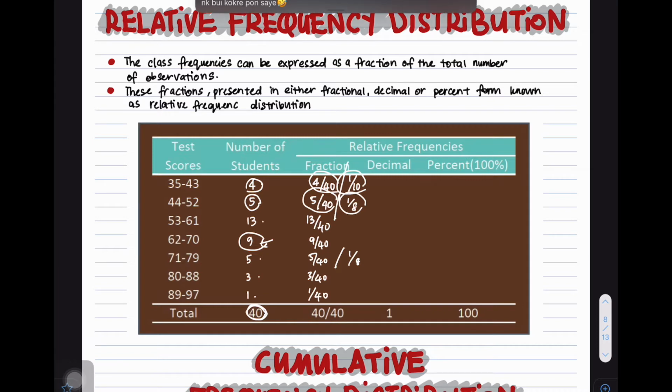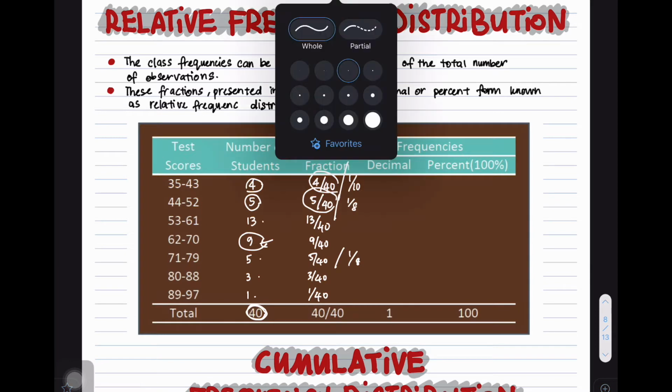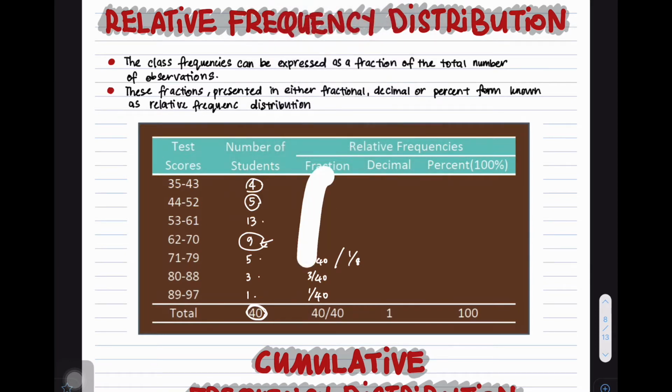So that means all the frequencies can be represented in terms of fraction. That is one choice. Or you can also represent your frequency as a decimal point. So decimal point ni adalah nombor perpuluhan. So macam mana kita nak represent frequency dalam bentuk perpuluhan? Ini senang, sebab tadi kita dah tulis dalam bentuk fraction. So we will have 4/40 here, 5/40, 13/40, 9/40, 5/40, 3/40, and the last one is 1/40.